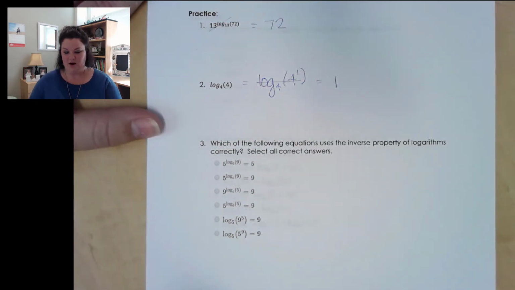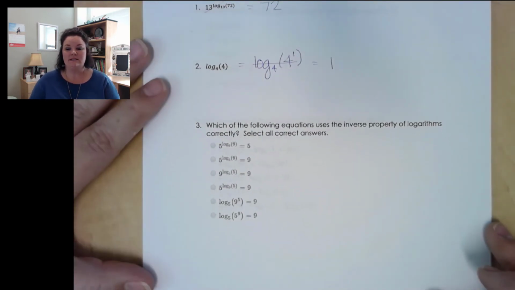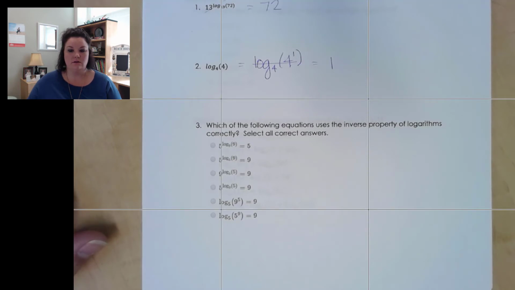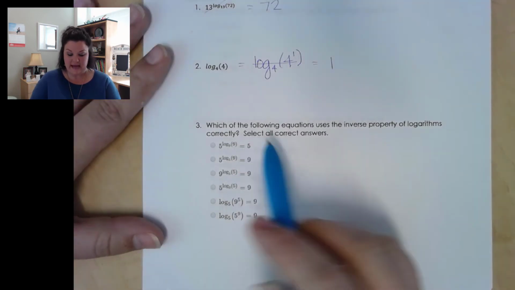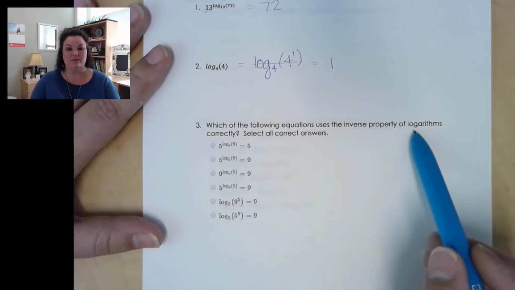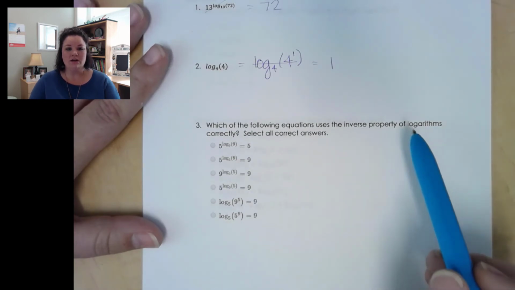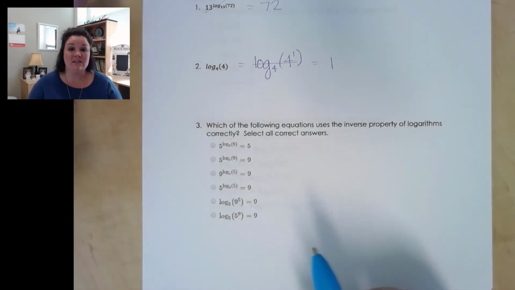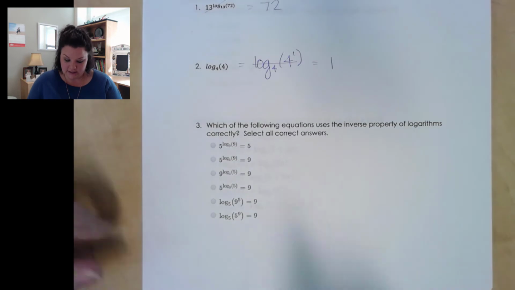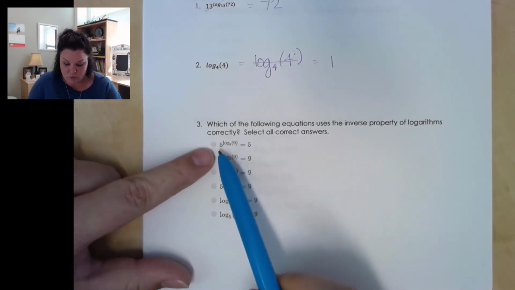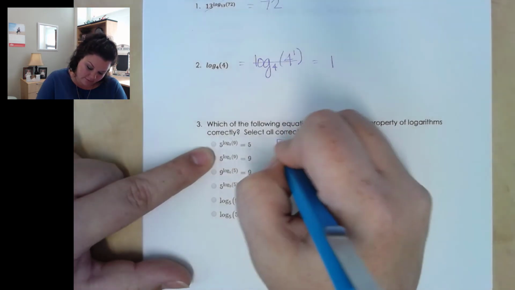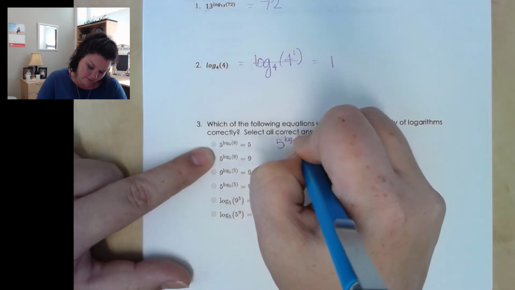And then on number 3, we want to see which of these accurately, hold on, let me get rid of this. There we go. Which one of these accurately shows the inverse property of logarithms? We're looking for, do we have a log and an exponential that will cancel each other out? So I look at this first one and I have 5 raised to log base 9. These are kind of hard to see. I'm going to write them out to the side. 5 raised to the log base 9 of 9.